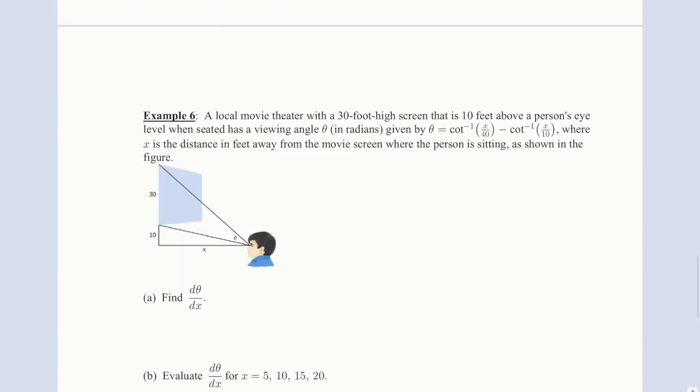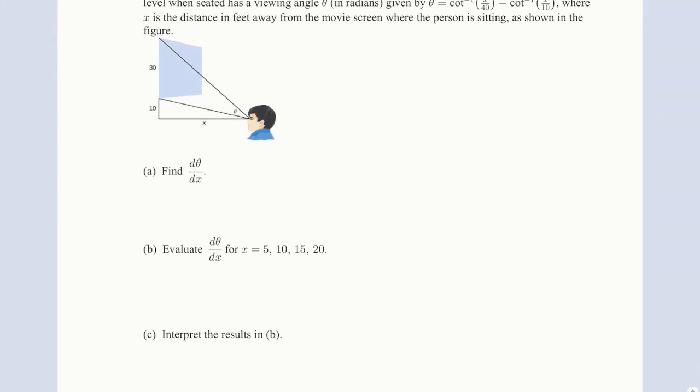Okay. Then example 6, we have a local movie theater with a 30-foot high screen. It's 10 feet above a person's eye level when seated. It has a viewing angle theta in radians given by this function. And x is the distance away from the movie screen where the person is sitting as shown in the figure. So we don't need to establish that relationship between theta and x is true. We'll just use it. And part A asks us to find d theta dx.